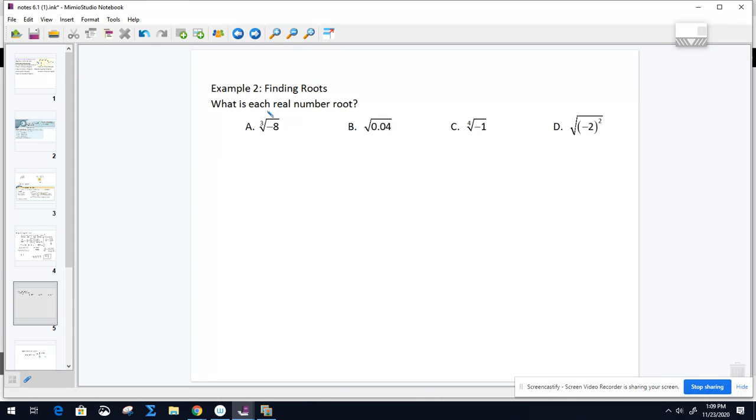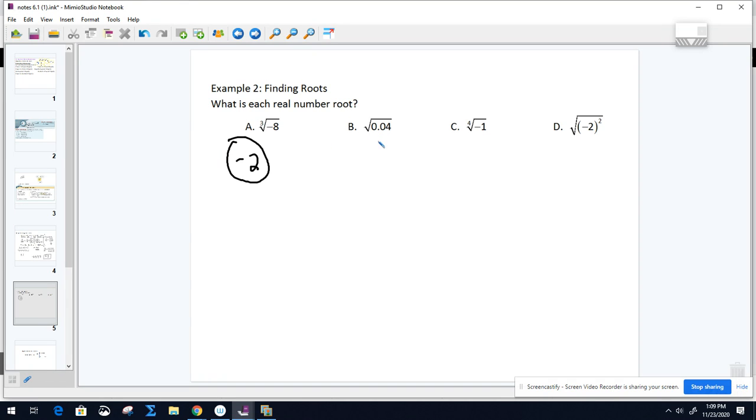Okay, so what is each real number root? So again, look at the index. If the index is odd, then I can have a negative answer. So what number can I multiply by itself 3 times to equal negative 8? That would be a negative 2. Okay, odd index, I can have a negative answer here.